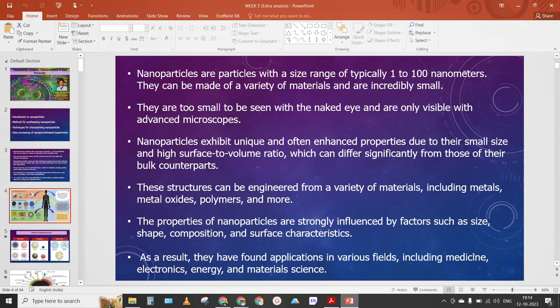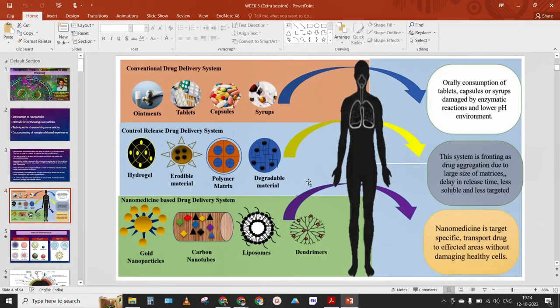So the next is types of delivery system in comparison to nanotechnology. First we had a conventional drug delivery system in which we had ointments, tablets, capsules and syrups, which you can see in your daily life. Then the controlled release drug delivery system. Then nowadays the hot topic called nanomedicine based drug delivery systems.